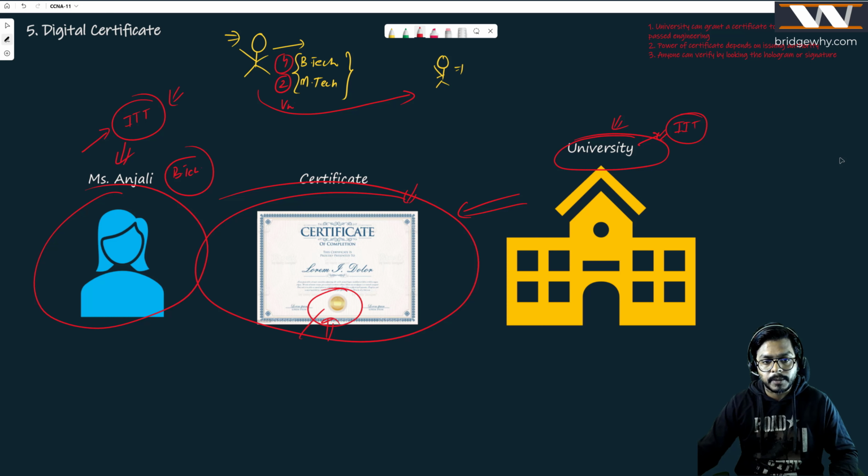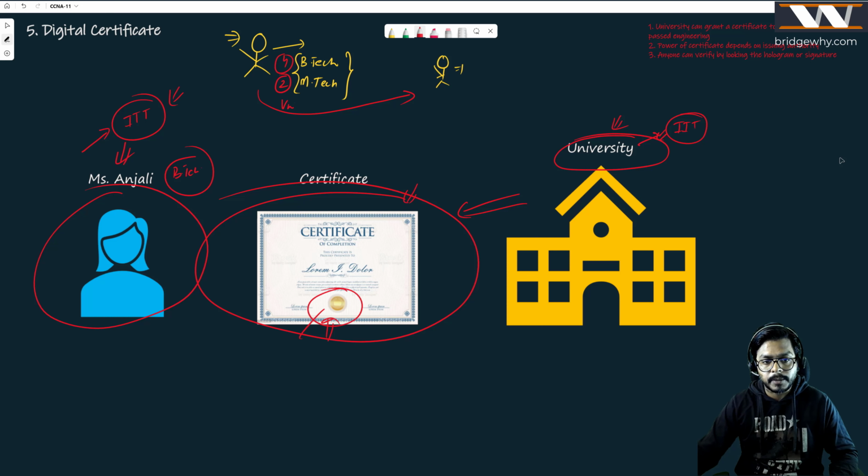Certificate means you have something through which you can prove to others that you know that thing, or you are capable of doing that. The power of this certificate depends on this university. For example, suppose I have an institute, and I issue a certificate that yes, Miss Anjali has done the BTech, nobody is going to believe that. Nobody knows me. Nobody knows my institution. Everybody knows IIT. So the power of the certificate also depends on the issuing authority.